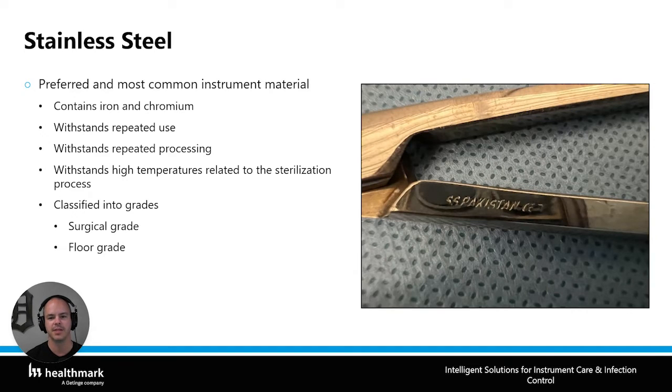One of the indicators that we tend to see with floor grade instruments is that it will say Pakistan stainless steel, as opposed to German stainless steel. A lot of times you might see a mirror finish on these instruments. That seems to be pretty common with floor grade. Another thing you might see is the absence of a reference or model number on these instruments, as they're not really meant to be reused.